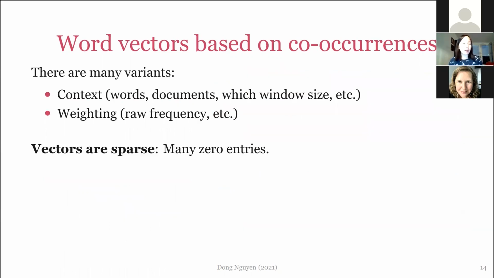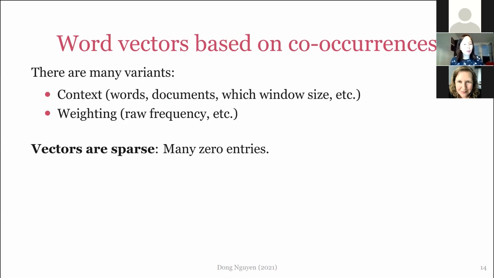There are many different variants that you could use, right? So one question is, well, what do you take as context? You could use the words, the documents. If you take words, what window size, how many neighboring words do you want to use, and so on. And you can also think about, well, do you just want to take the raw frequency, so just count the words? Or do you want to apply some weighting or some normalization for length or something else?